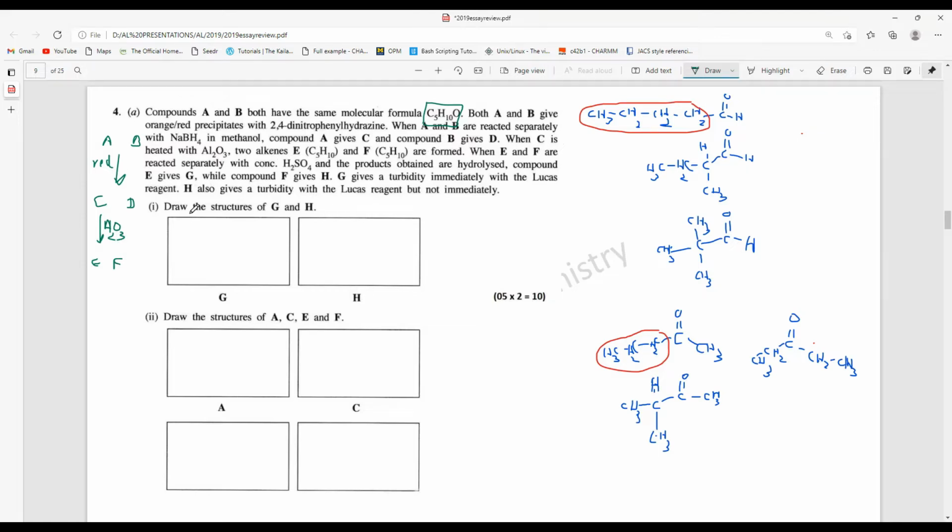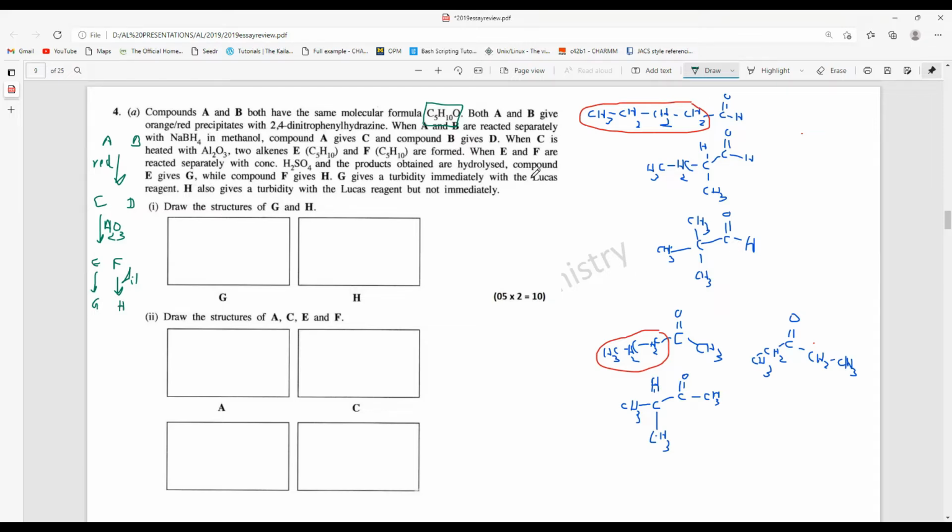E and F react separately with conc H2SO4 again now, and the products obtained are hydrolyzed. Now again hydration. So it is like reacting with dilute H2SO4, because you add conc then dilute, to allow it to hydrolyze. So this is like again hydration. So E gives G, and F gives H.